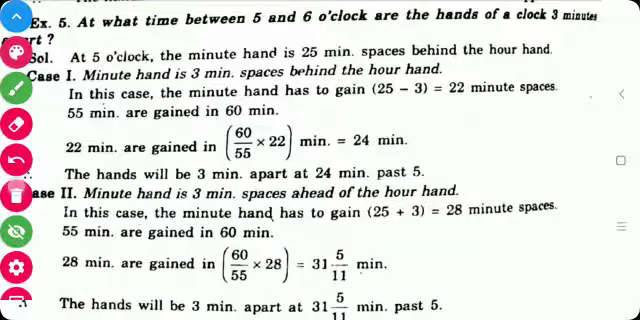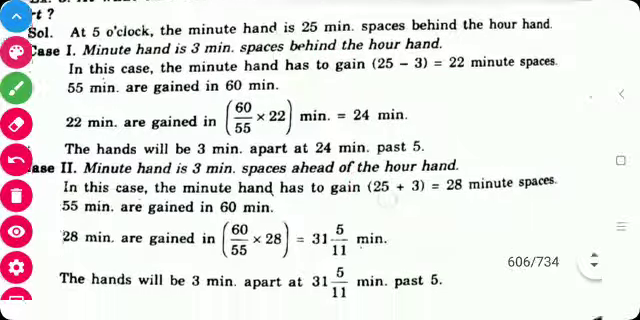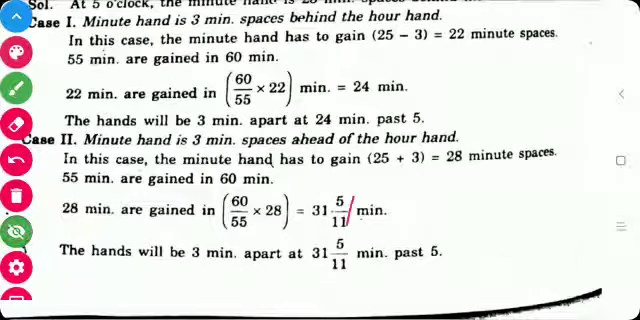Next case is when the minute hand is 3 minute spaces ahead of the hour hand. In this case, the minute hand has to gain 25 plus 3, that is 28 minute spaces. As we know, 55 minutes are gained in 60, then 28 minutes is 60 into 28 divided by 55, that is 30 and 10 by 11 minutes. So the hands will be 3 minutes apart at 30 and 10 by 11 minutes past 5. So these are the problems on clocks. Thank you so much.